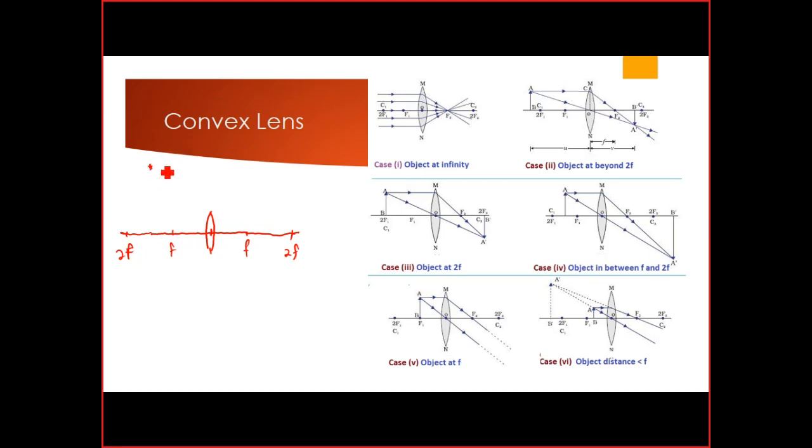So for convex lens, this is a converging lens. If you have light rays passing through this convex lens, the light rays will converge into some point. Most of the time it will converge to a focal point. I don't draw this because my drawing is not really that good.